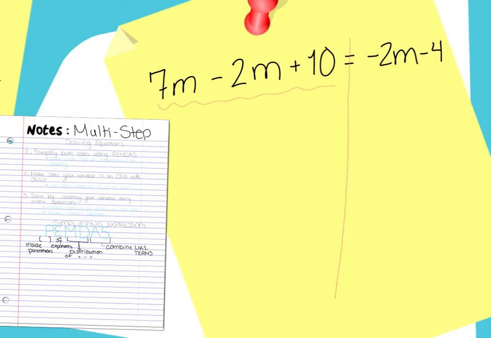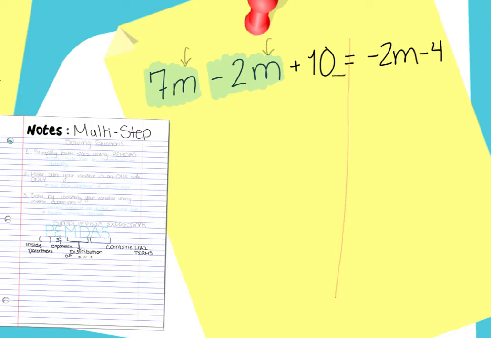Now on the left side, I can already see that there's a lot more terms than I'm used to seeing, so I should be able to simplify a couple of them. No parentheses, exponents, or distribution going on, so I'm going to go straight to combining like terms. I can see right away that I do have like terms, and that would be my 7m and my negative 2m. When I combine these, I just follow the operation that it tells me, so that's 7m minus 2m.